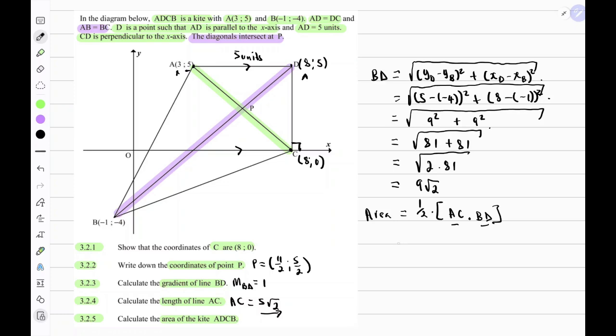So now we can just substitute, so we can find the area. That is half, AC is 5 root 2, times 9 root 2. So 5 times 9 is 45. So it's half times 45. And then we've got root 2 times root 2. It is positive 2. And this 2 and that 2 cancel out. So it's 45 units squared.